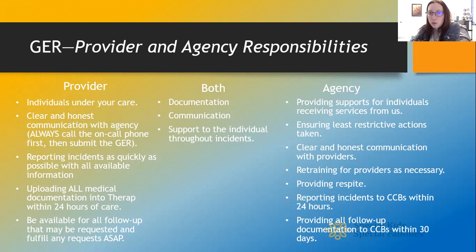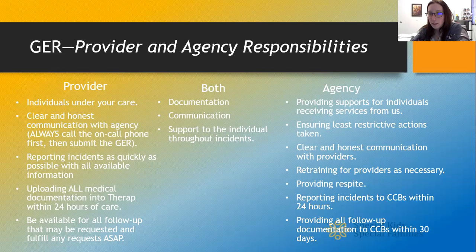But for the most part, we should be able to clearly and honestly communicate measures and things that need to happen moving forward that are in the best interests of the individual. Any retraining for providers as we see necessary based on the event report.